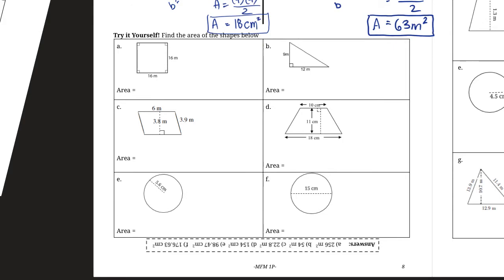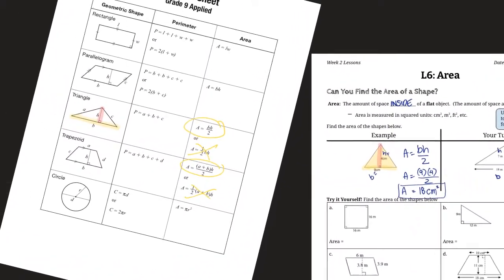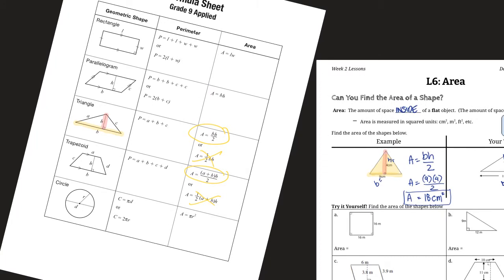Okay, the first shape, it's a square, right? And I mean, there's no square on here, so maybe that confused you a little bit, but if you think about it, a square looks very similar to a rectangle. In fact, a square is a rectangle. It's just a special rectangle where all the sides are the same.